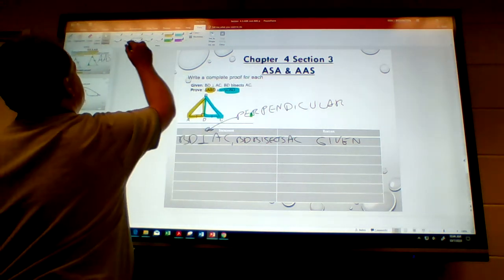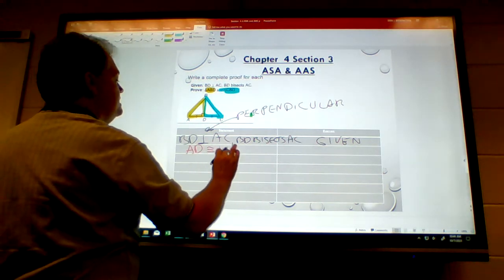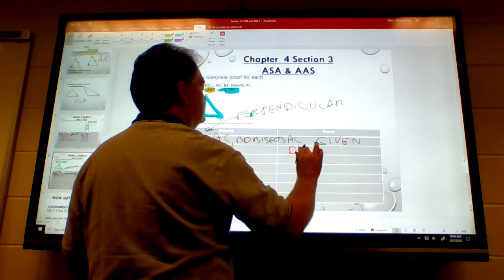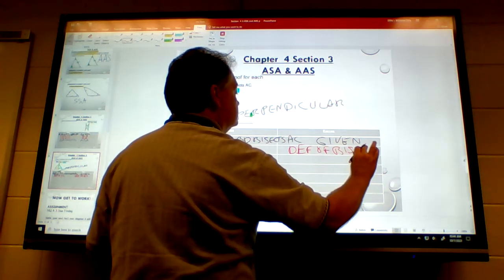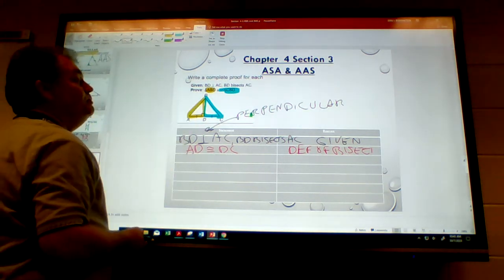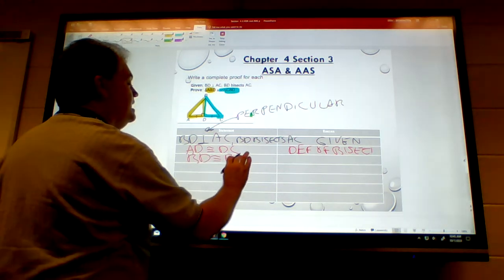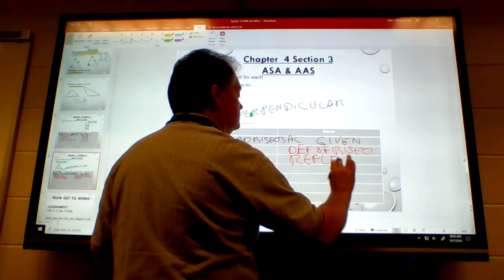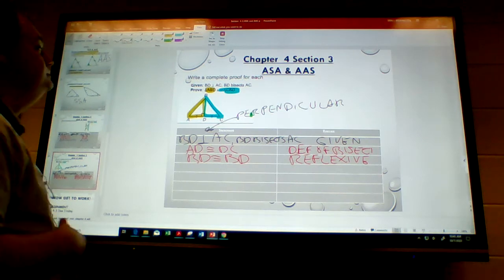Okay, so AD is congruent to DC, and that is by definition of bisect. And that's already marked for us. Well, we also know that yellow and blue make green, so that means that BD is congruent to BD, and that is by reflexive.